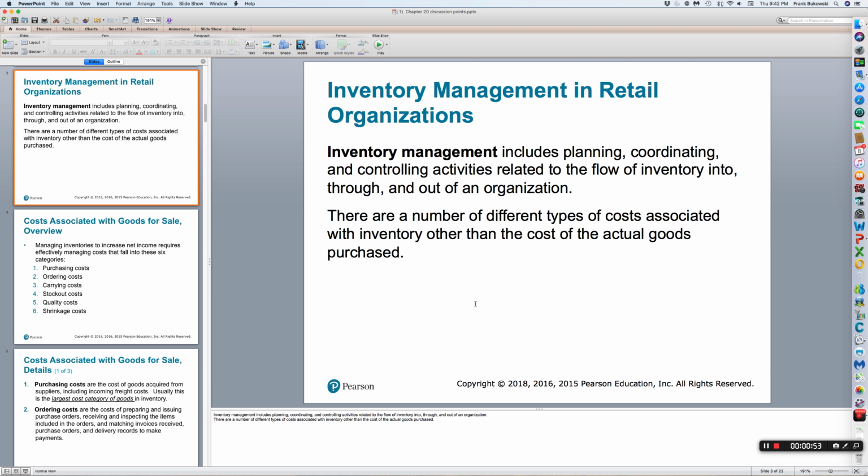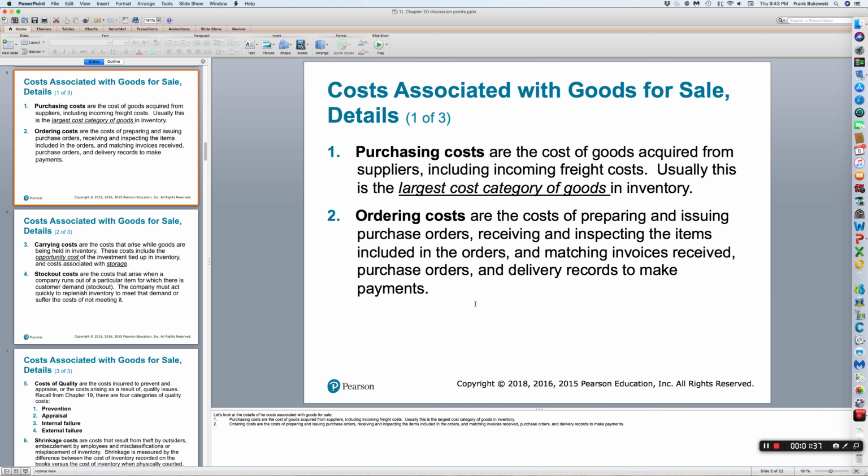When we look at ordering costs, these would be the costs of preparing and issuing the purchase orders for inventory. It will involve receiving and inspecting the items that are included in the orders, matching any invoices that are received. It has to do with purchase orders and delivery records that we will use then to go ahead and make payments for this inventory.